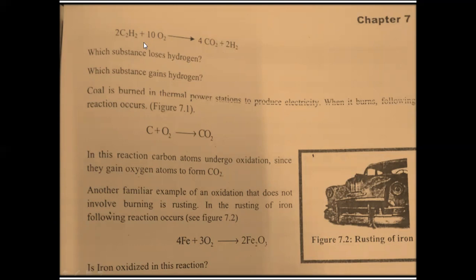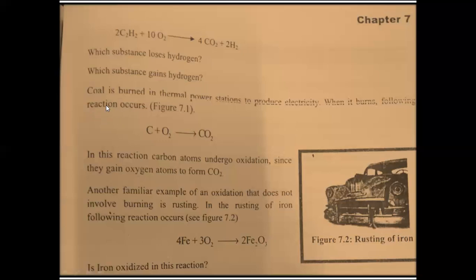You can see acetylene, carbon has hydrogen, but in the product it loses hydrogen and gains oxygen. Which substance loses hydrogen? Carbon of acetylene loses hydrogen. So carbon loses hydrogen and gains oxygen, so carbon gets oxidized, and oxygen gains that hydrogen atom, so oxygen gets reduced. Which substance loses hydrogen? Yes, carbon of acetylene. Which substance gains hydrogen? Oxygen. Oxygen gains hydrogen. Okay.